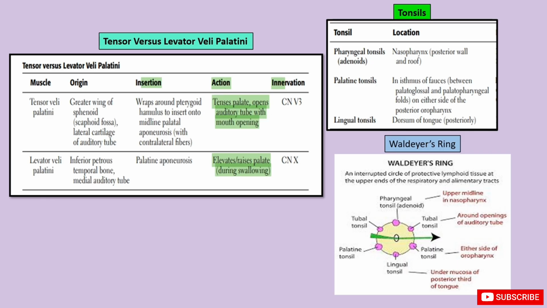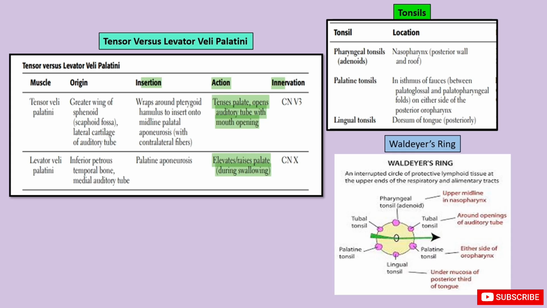We can also see the tensor veli palatini and the levator veli palatini, that are the muscles of the soft palate. What are the insertion and action of them? Action definitely is more important. The tensor veli palatini tenses the palate and opens the auditory tube with the mouth opening. That's an important point here that we can go through. And definitely the levator veli palatini will elevate and raise the palate during swallowing.